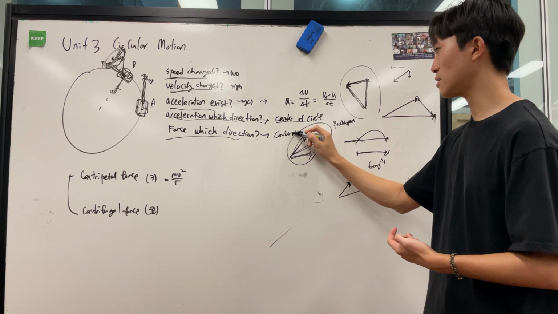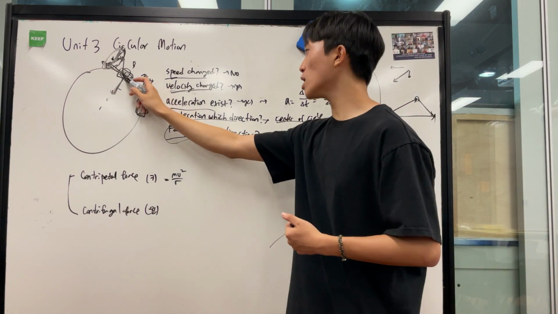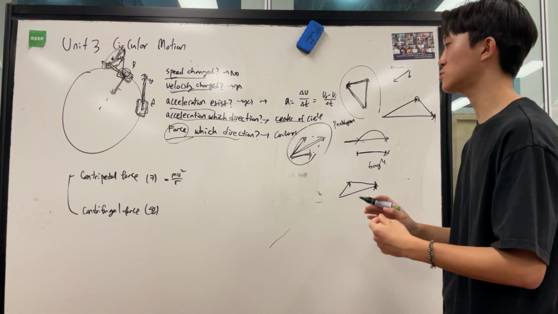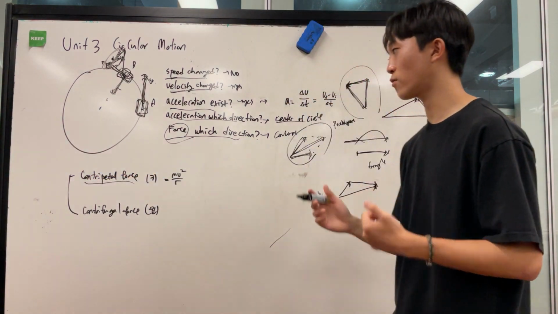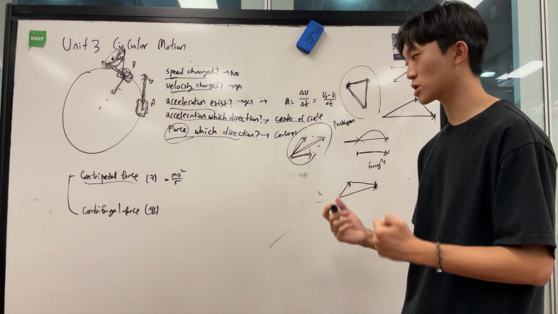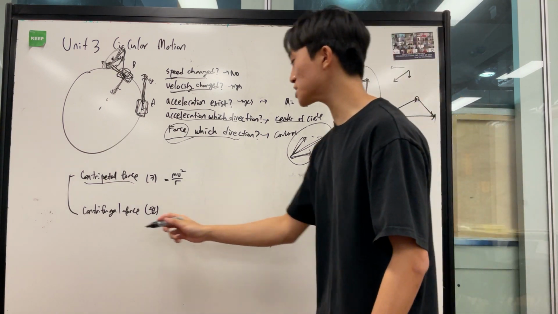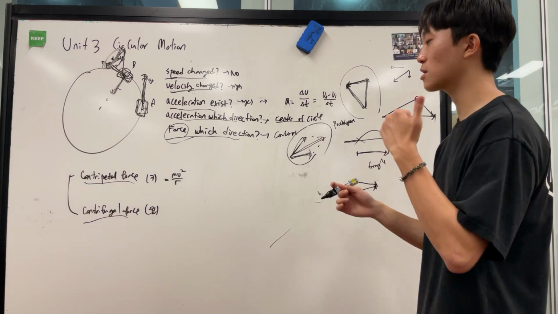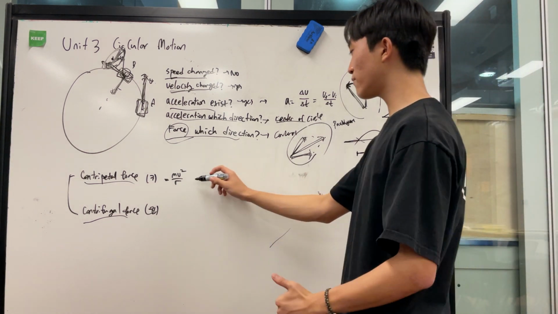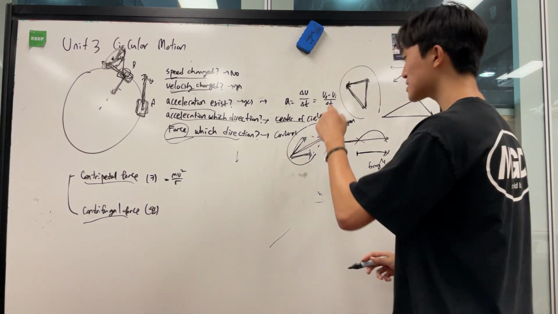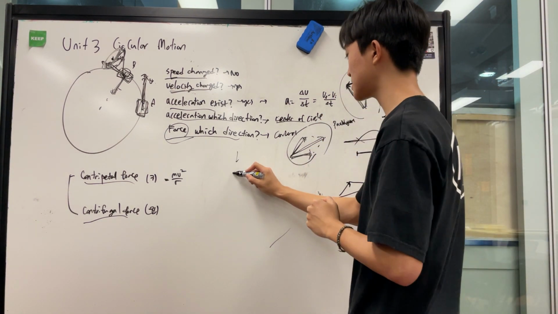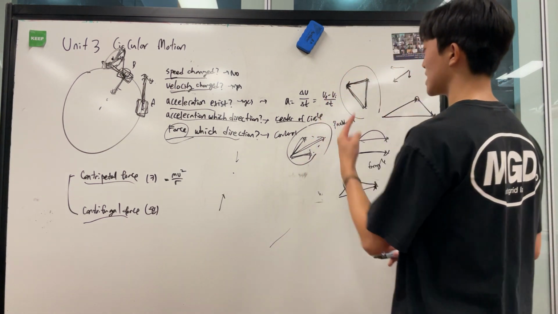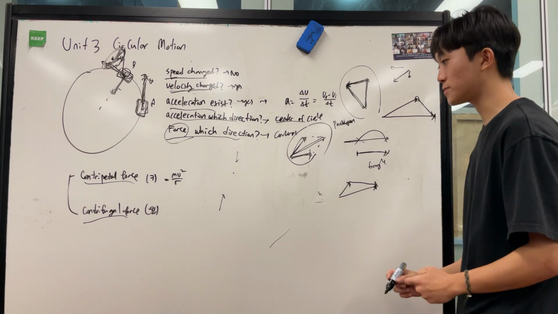And this force that caused the acceleration, that caused the direction of the velocity to change, is called the centripetal force, the force that points toward the circle. And there's an opposite direction force called centrifugal force, and this is caused by action-reaction, which I explained in the previous video. So centripetal force is a force that points toward the center of the circle, and centrifugal force is a force that points out from the center of the circle.